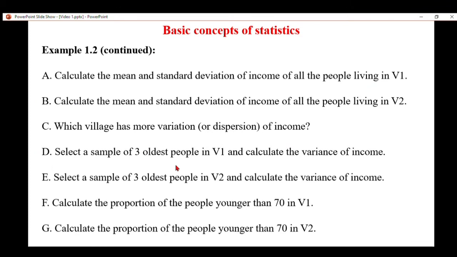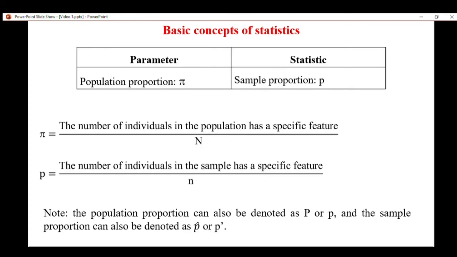And for the last 2 questions, F and G, we are asked to calculate the proportion of the people younger than 70 in the 2 villages. And this is the formula to calculate the proportion. In this case, we will use the population proportion pi. And this is the formula to calculate pi, because we calculate the proportion of the people in the entire population, not in the sample.